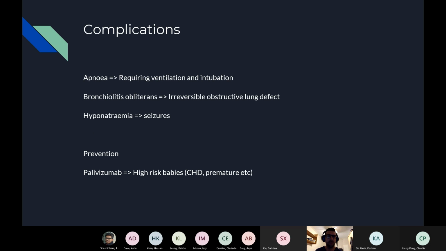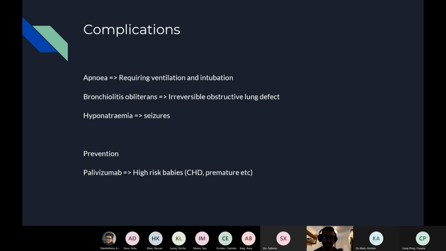Complications, a few things to remember, not that important. Apnea: these patients could require ventilation and intubation if not treated. Long-term, this can cause bronchiolitis obliterans. Basically, you get a lung defect from chronic inflammation. And also hyponatremia, so these patients could have seizures.